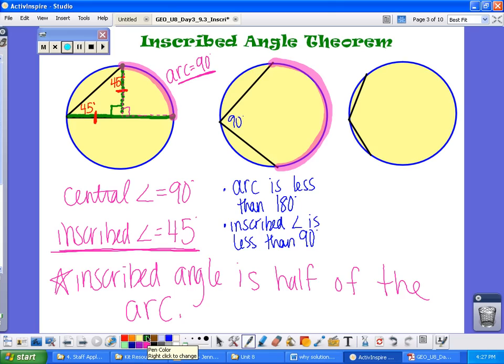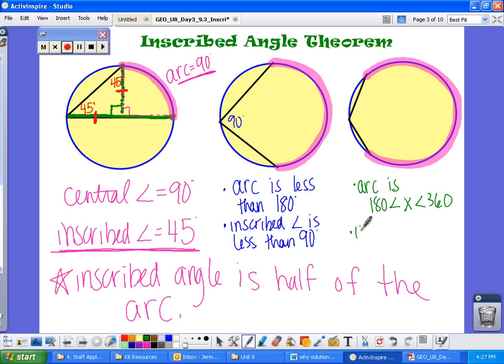Now, on to the next one. I look at my arc here, and it is more than 180 degrees, correct? But less than 360. So my arc is between, it's more than 180 degrees, but less than 360 because it doesn't go all the way around. So my inscribed angle is going to be greater than 90 degrees, but less than 180 degrees. Your inscribed angle isn't going to be more than 180 degrees, okay?